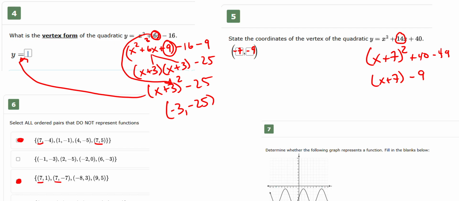Does represent a function because every input passes our vertical line test. There's no doubling up there. It's mapped to a single output. All right.